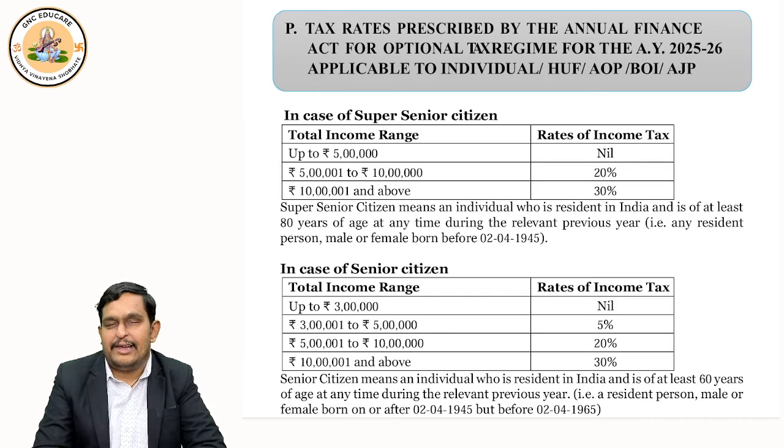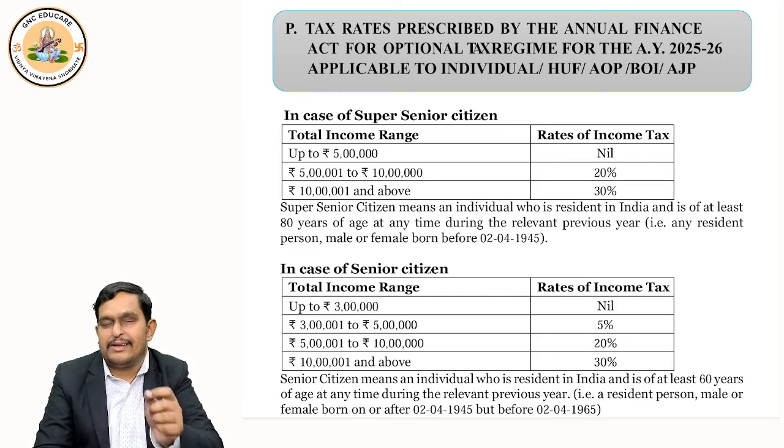Now, I'm talking about tax rates. Tax rates for whom? Resident super senior citizen. Remember, super should be there. Now, what is the tax rate? Up to 5 lakhs, no tax. 5 lakhs to 10 lakhs, 20% tax. Above 10 lakhs, 30% tax.